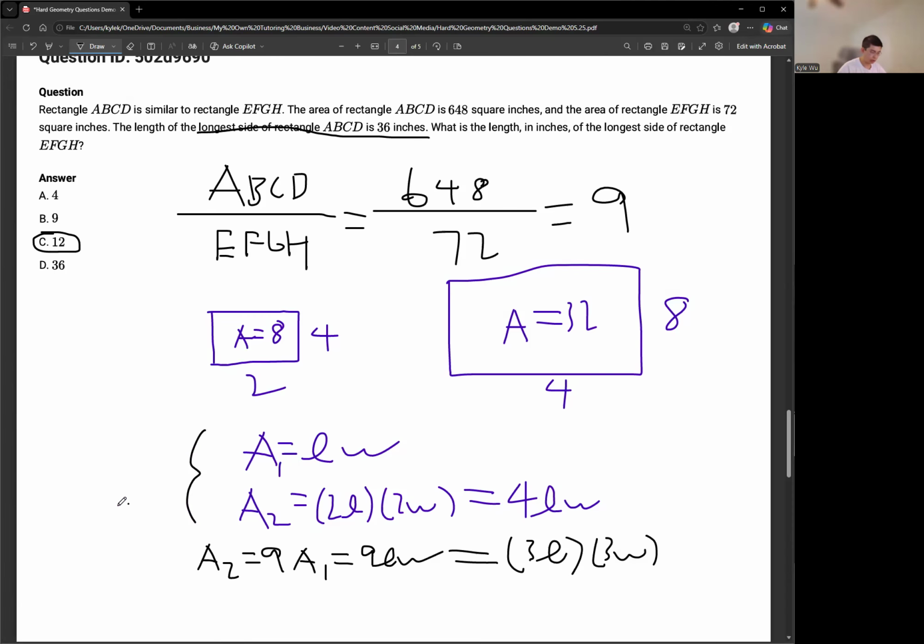And when you scale that side length by some amount, you're going to get a final change in the area, right? Double the length and the width, get 4 times the area. Triple the length and the width, you get 9 times the area. And we're using the equation to show why that's the case. And that is basically what this boils down to here.